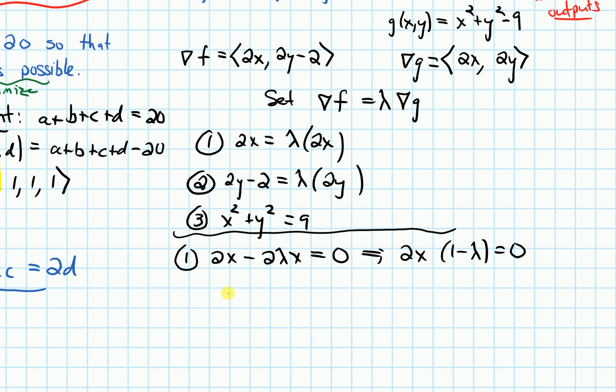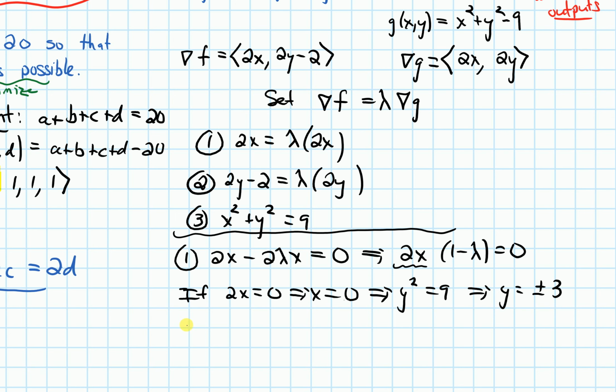And now there's 2 possibilities. The first case is, what if this part equals 0, the 2x? If 2x equals 0, well then x equals 0. And if x equals 0 and you plug that into equation 3, you'll get y squared equals 9. Then square rooting both sides, we would get that y equals plus or minus 3. Okay, so we have some possible points to check. When x is 0, we're getting that y is 3, and y is also negative 3.